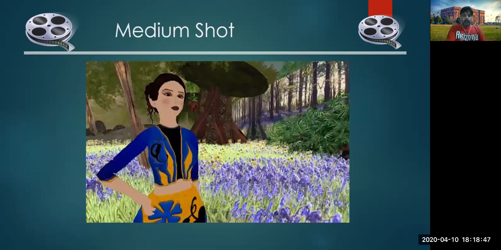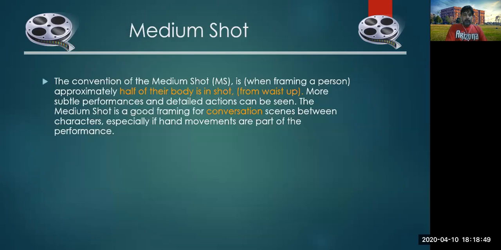Medium shot. So this is the medium shot. In medium shot, the convention of this shot is when framing a person, approximately half of their body is in this shot, from waist to up their head. So more subtle performances and detailed actions can be seen. The medium shot is a good framing for conversations. When two people are talking to each other, you need to take a medium shot of them.